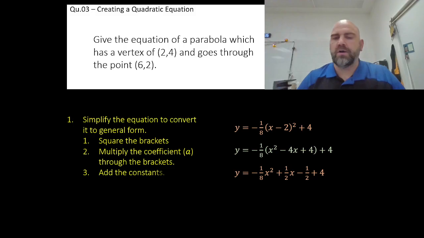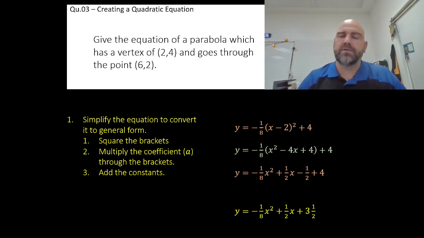Finally, let's add the constants together, which gives us our y-intercept, and we get an equation of y equals negative 1 over 8 x squared plus 1 half x plus 3 and a half. That tells us that our a value is negative 1 over 8, our b value is 1 half, and our c value is 3 and a half. This is the process to simplify this into general form so that we can see what it looks like in exactly that form.